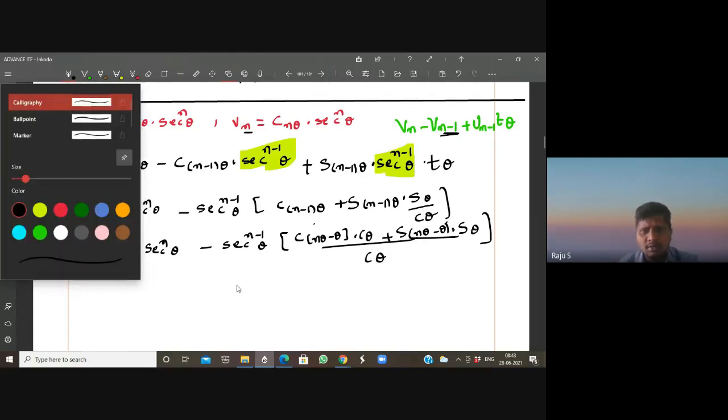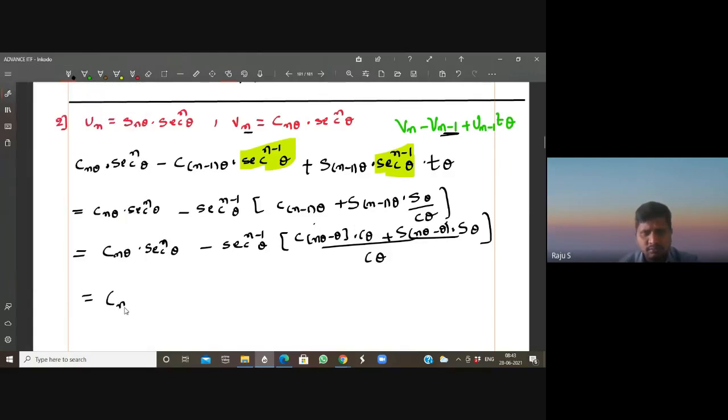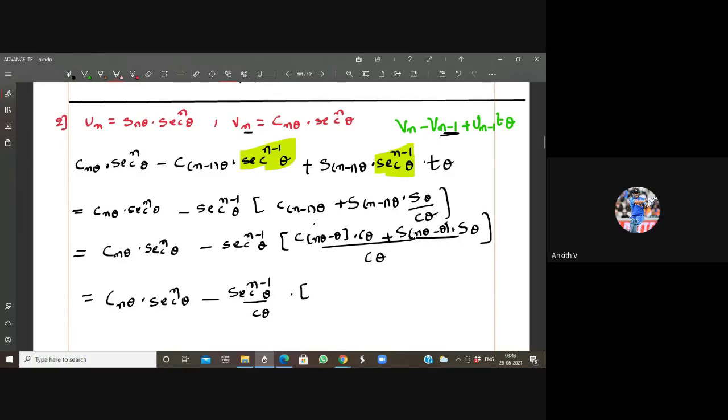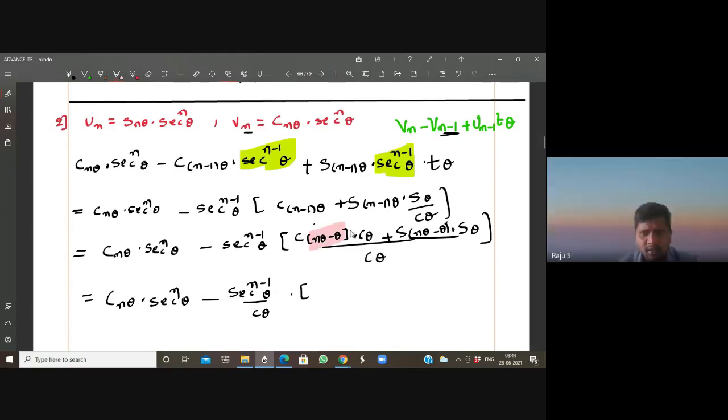I'm taking cos theta as LCM. You should write secant to the power of n minus 1 theta by cos theta completely outside, into what about this? Can anyone tell what to do here? What do you observe here? Substitute the values. Cos A cos B plus sin A sin B. What is the formula? Cos of x minus y.